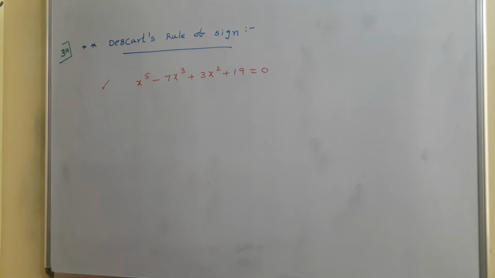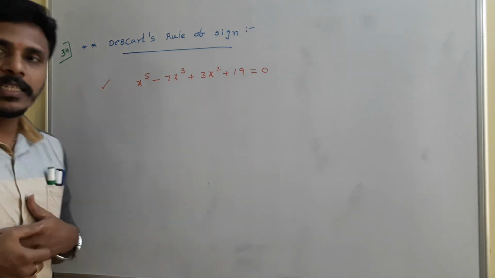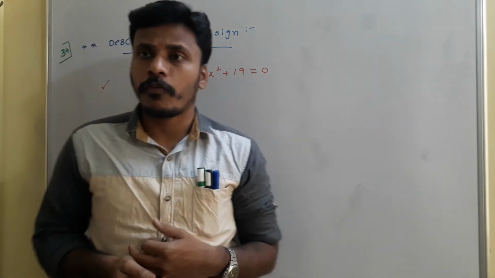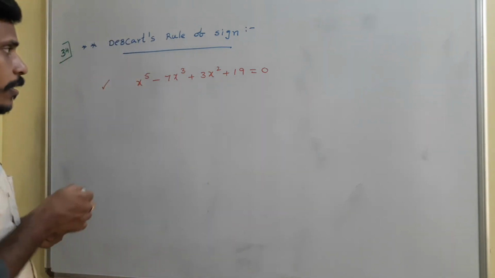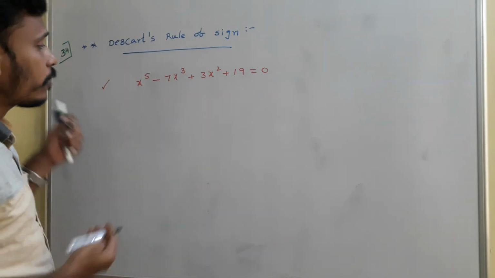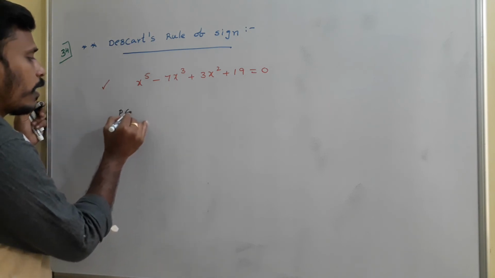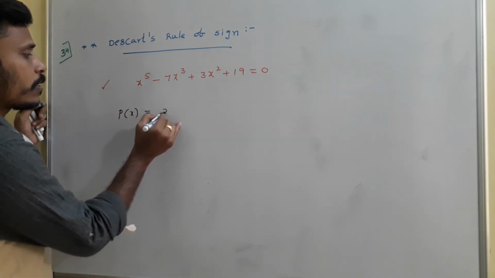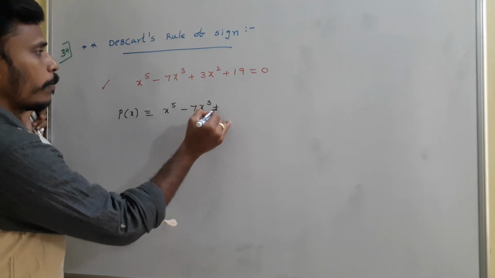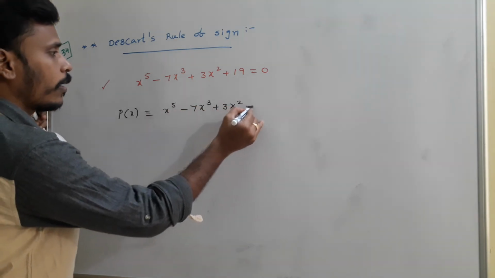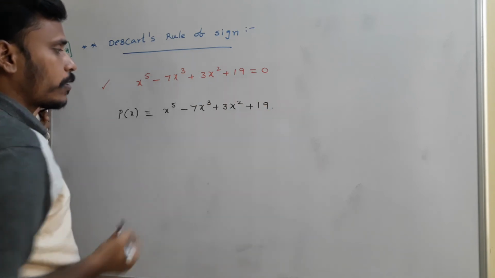Just look here. Another example to decide the maximum number of real roots as well as the minimum number of complex roots using Descartes' rule of sign. As this is the polynomial equation, first of all you need to treat the polynomial as p of x is x power 5 minus 7x cube plus 3x square plus 19. This is p of x.